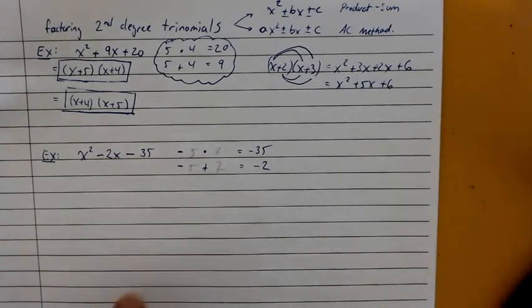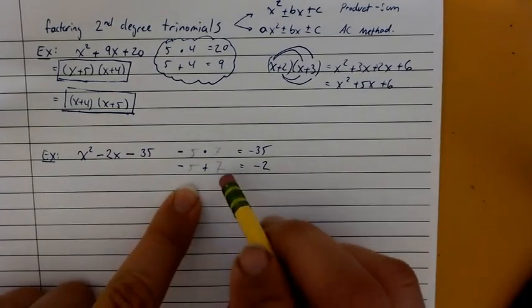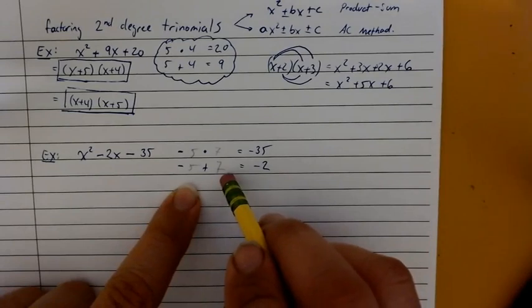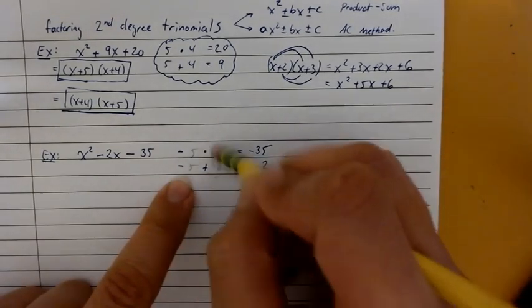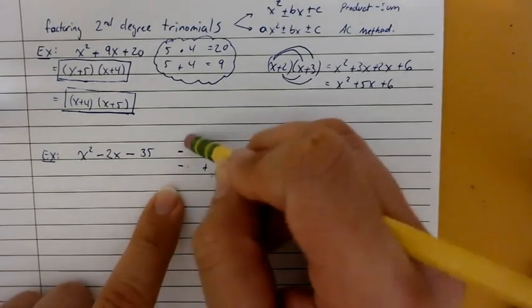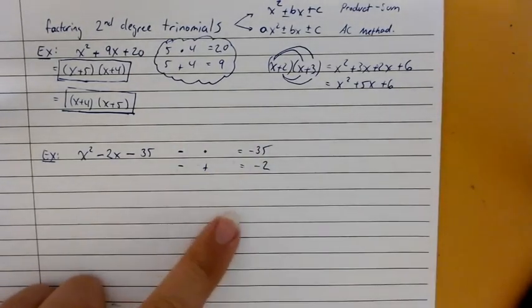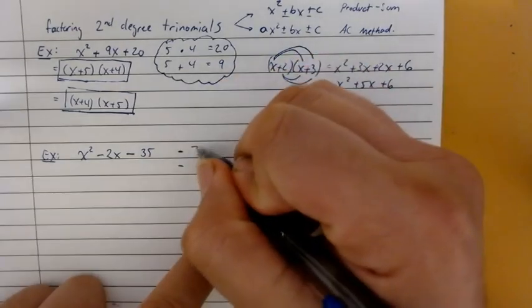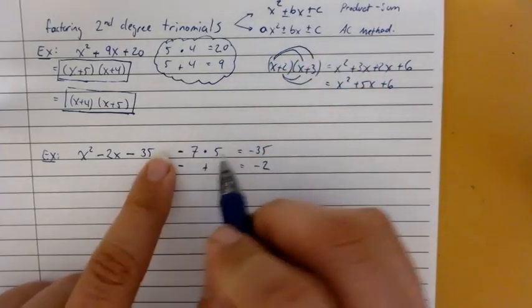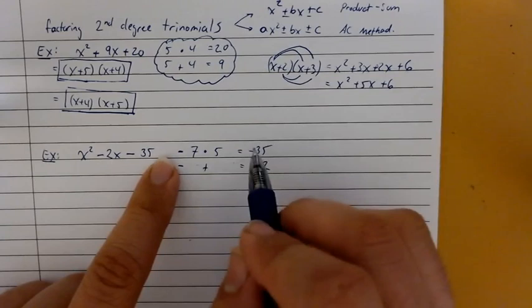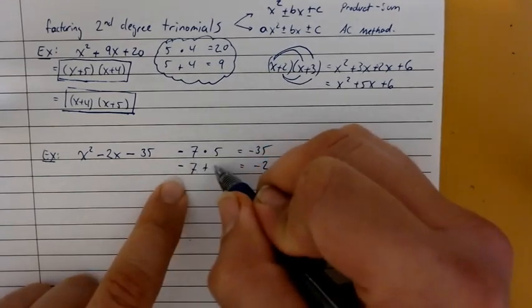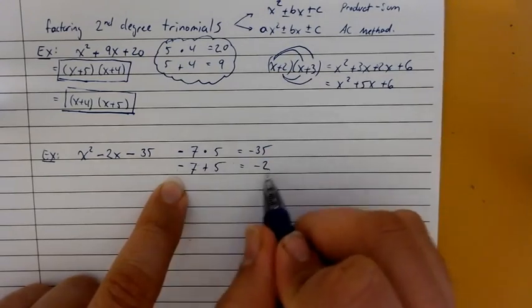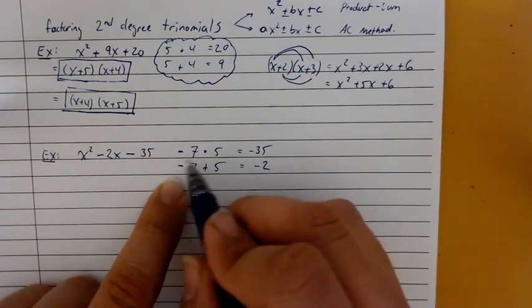Because in order to add two numbers to get a negative, I would need the number with the biggest absolute value to be negative. So here, these are the right numbers, but they have the wrong sign. Here, I want that the other way around. I want that to be negative 7 and positive 5. That is also going to give me negative 35 as a product. But now, since the negative is on the number with the greater absolute value, the sign of the answer will also be negative.